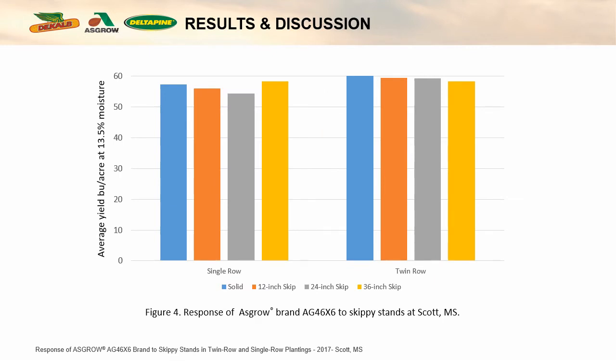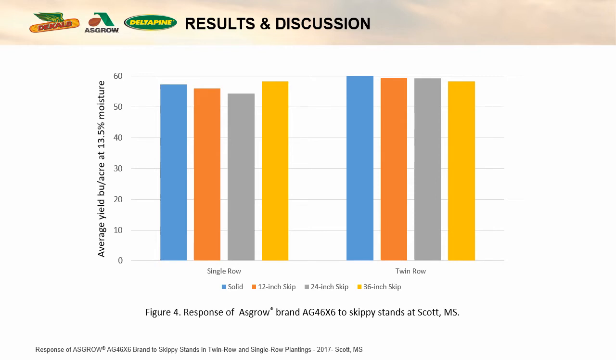Now, when you look at the results of this sort of work, these are the yield results that are on the screen now. When you look at the solid planted, the blue bar is a solid, the orange bar is a 12-inch skip, the gray bar is a 24-inch skip, and the yellow bar is a 36-inch skip. These are averaged across the populations that we planted in the test, and all that data is available to you. I'm just kind of hitting the high points today.